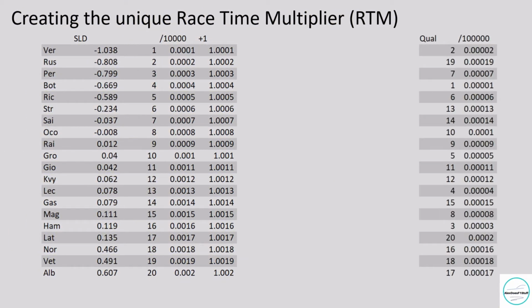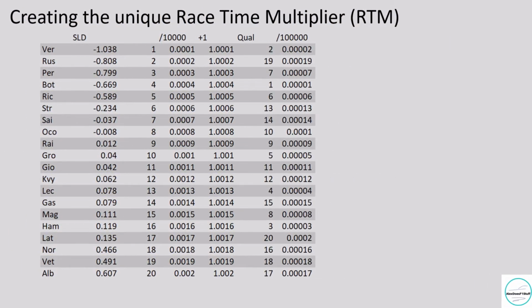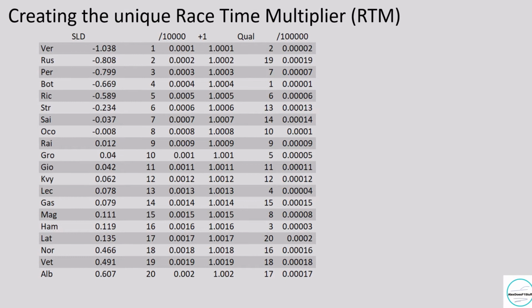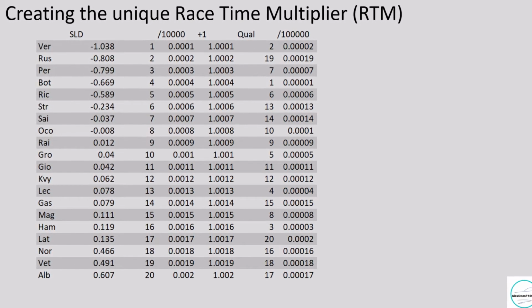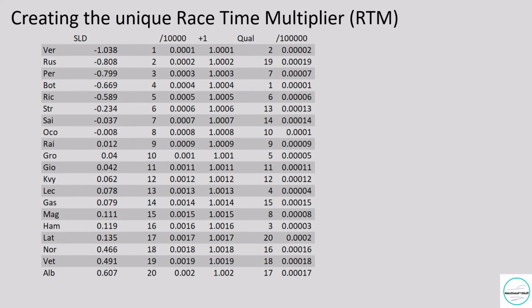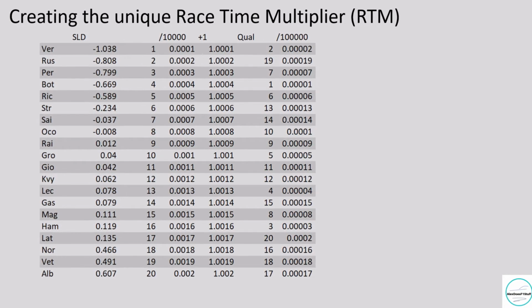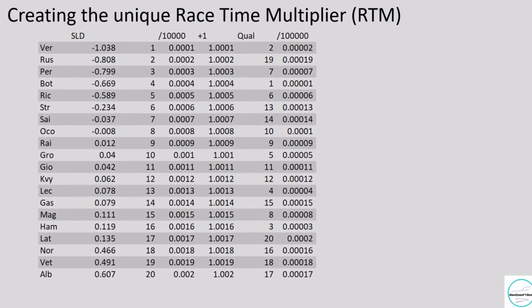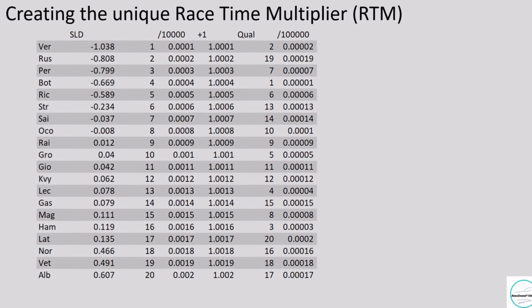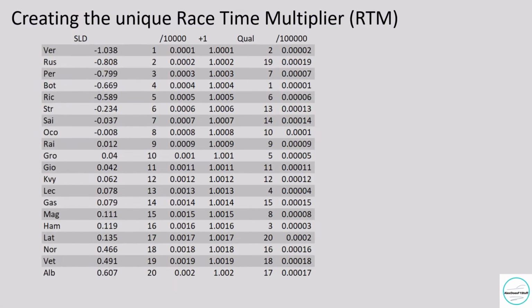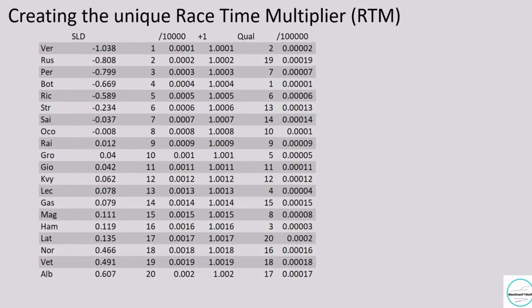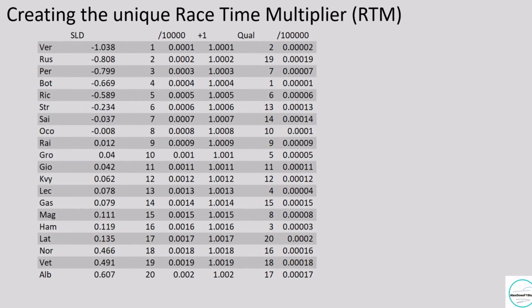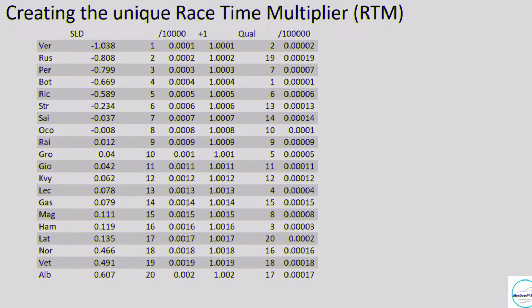Next I took into account the qualifying session. This was after the SLD values had been applied and the new order was assigned for that race. The drivers were assigned a number 1 through 20 and then their qualifying position was divided by 100,000. This was because I felt each driver's improvement from last year's to this year had more weight than their qualifying result on the race outcome.